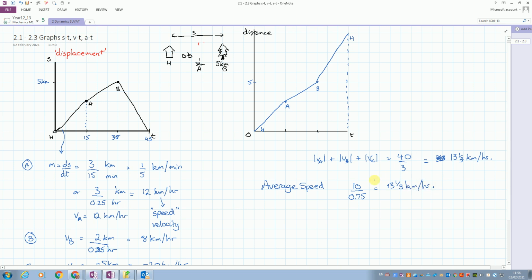Now, the reason that these two agree is these time frames were equal. If this journey back had taken me longer, then these average speeds wouldn't just sum up. So this is a peculiar case because each time frame is the same.